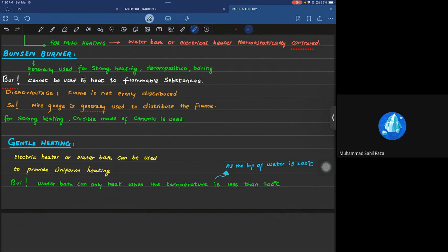If you provide strong heating, your crystal would decompose, it would break down. But I need crystals, so I'm not supposed to provide strong heating. I need gentle heating. For gentle heating, we generally use a water bath. Remember, what they do is provide uniform heating.